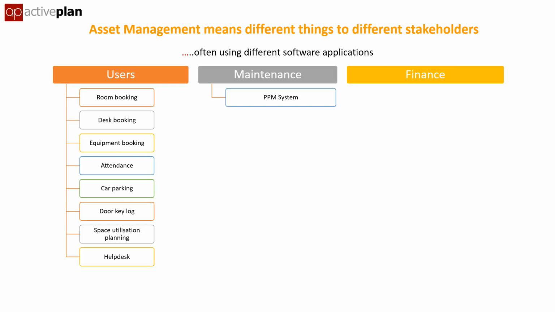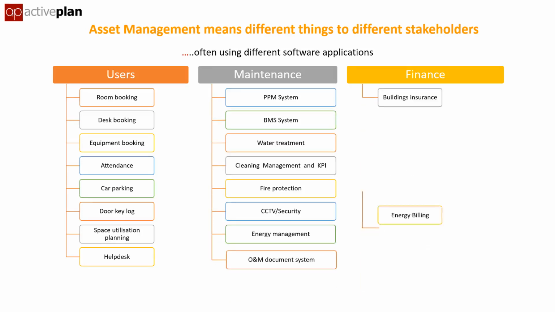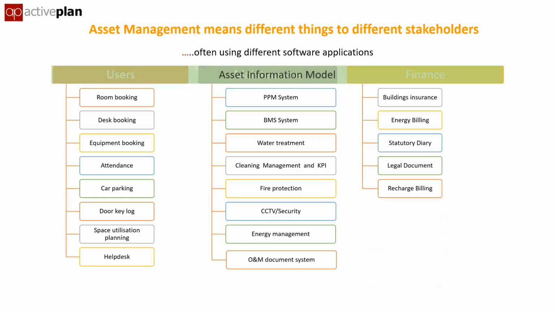In fact, the asset teams or their subbies are likely to be using a range of different applications that really need digital information, so the O&M needs to be computer readable. Even the finance team needs digital asset information, so ActivePlan provides an asset information model that glues all this together.